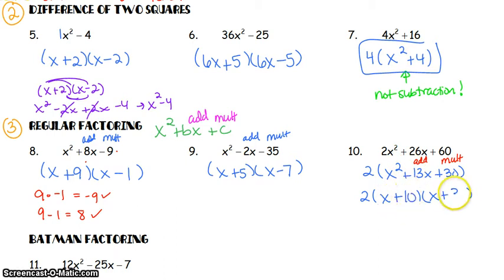And they happen to be 10 and 3. 10 times 3 is 30. 10 plus 3 is 13. So your complete factorization is 2 times x plus 10 times x plus 3, that whole thing.